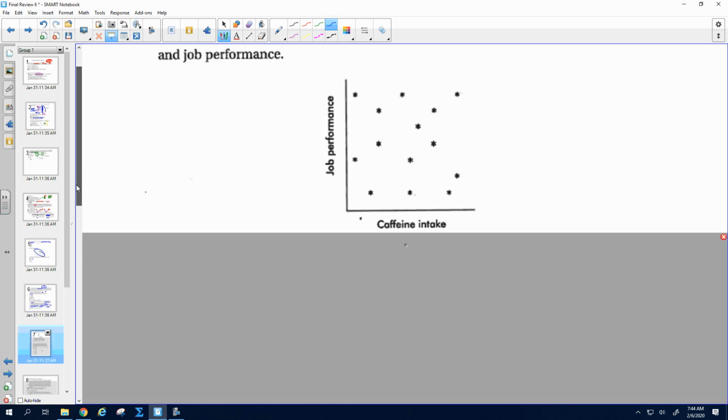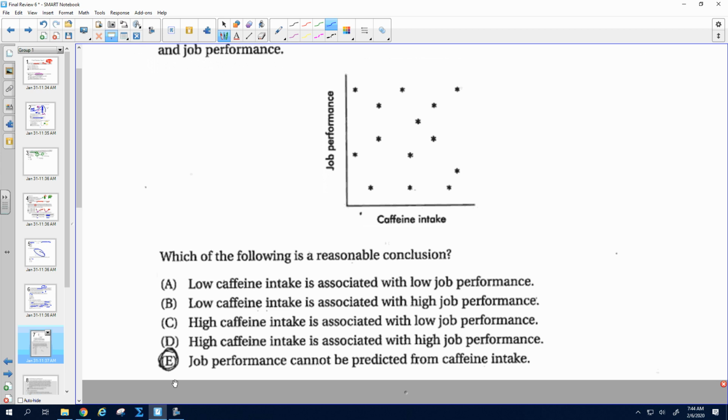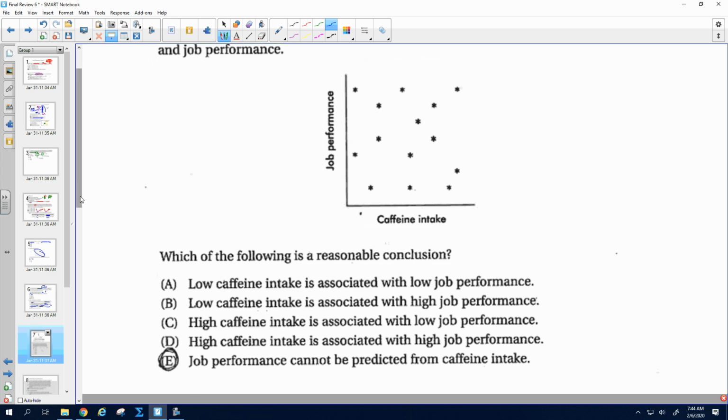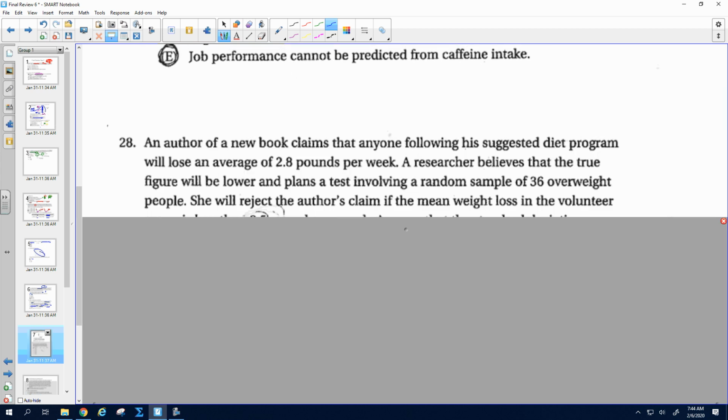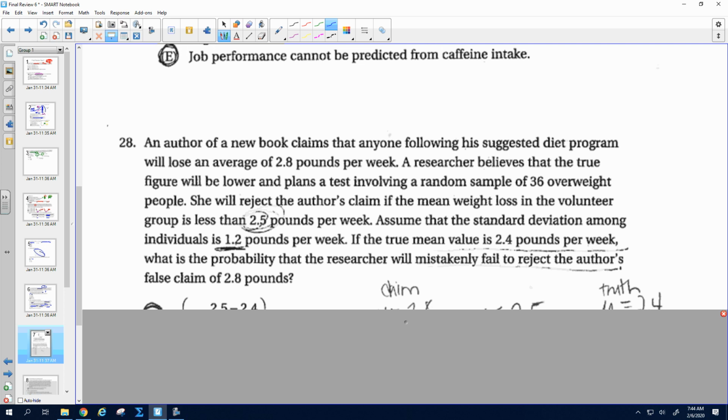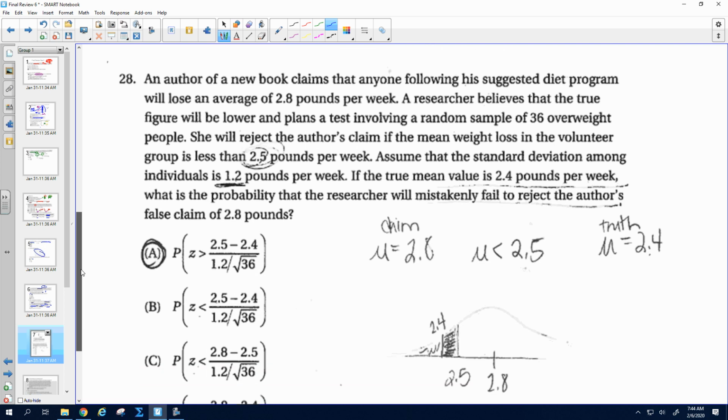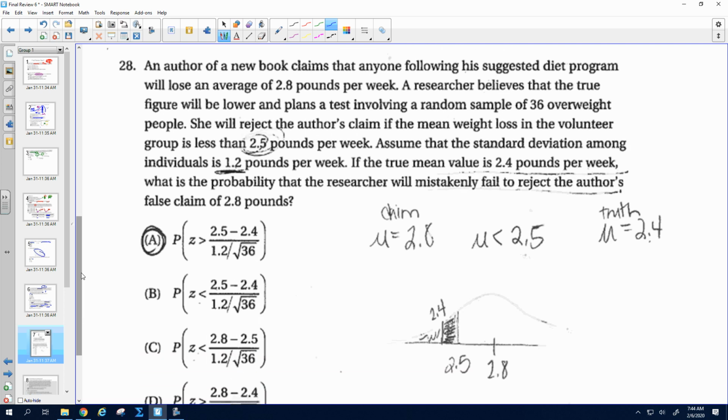Okay, 27, there's really no correlation, so the answer is E. 28, the answer is A. So we want to put 2.8 here in the middle and kind of draw a graph would help.